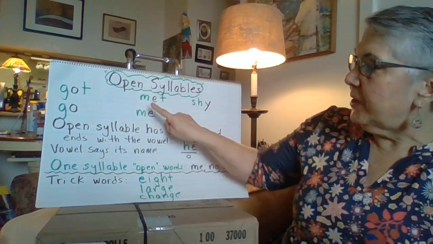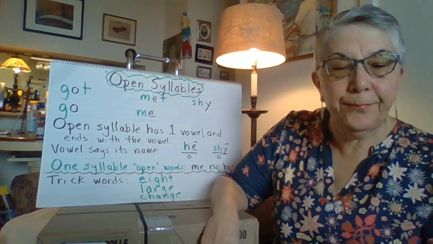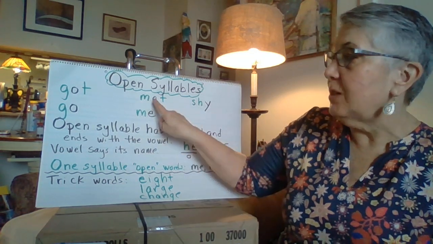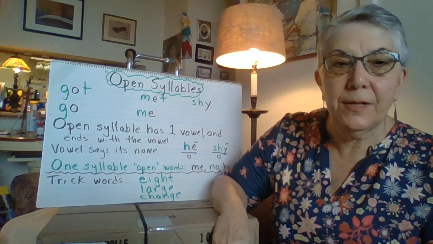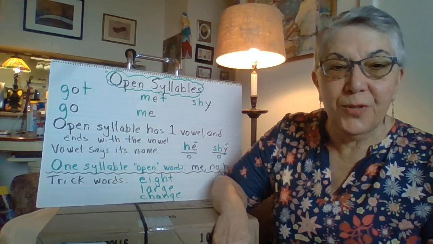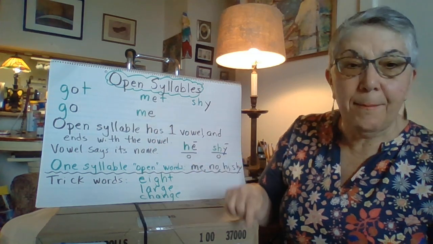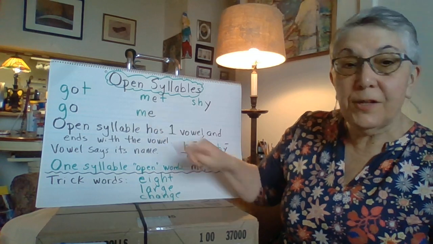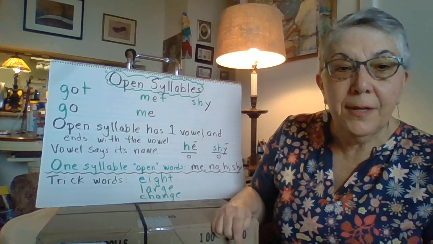Let's try a few others. In the word met, what kind of a syllable is that? Good. If you said it's a closed syllable because it has one vowel with a consonant after it, great. And what vowel sound does the E in met make? Good. You knew that it's a short vowel sound. But if we take that T off, now we have the word M-E. The E has no consonant after it, so the E is going to say its name. So what is the word M-E? Awesome. You all knew. That's the word me.